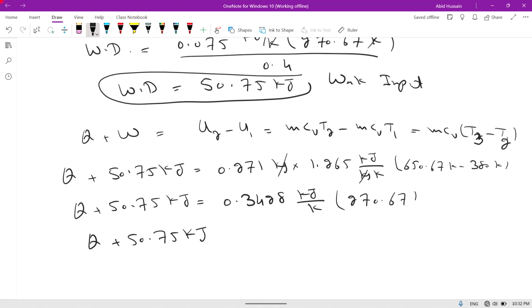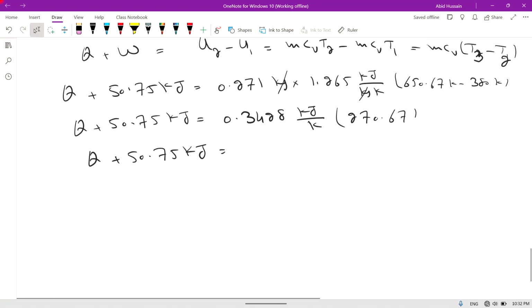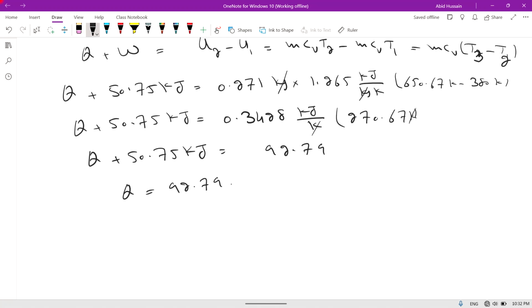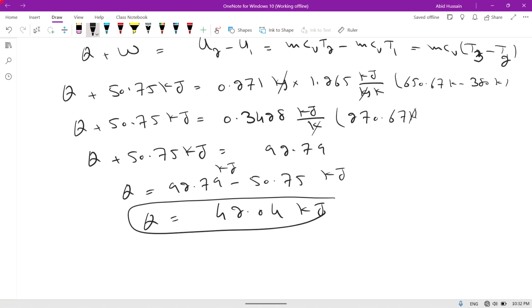Now Q plus 50.75 kilojoule is equal to, this Kelvin will be cancelled with this Kelvin. 0.3428 multiplied by 270.67 is equal to 92.79. So Q is equal to 92.79 minus 50.75 kilojoule. So Q is equal to 42.04 kilojoule. Positive sign means that heat is supplied. This is heat supplied.